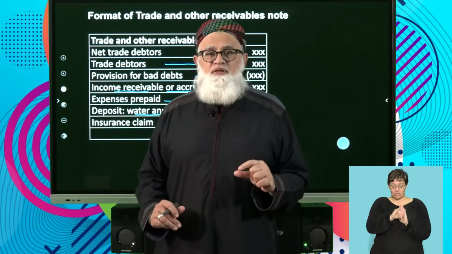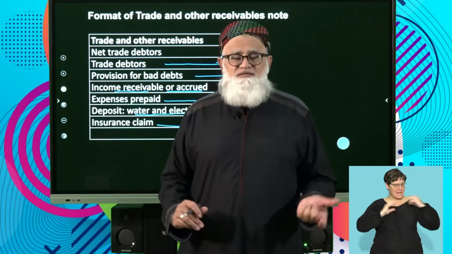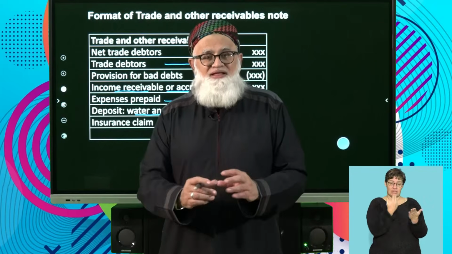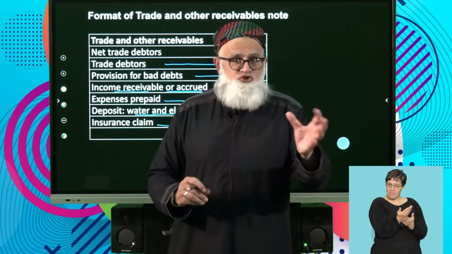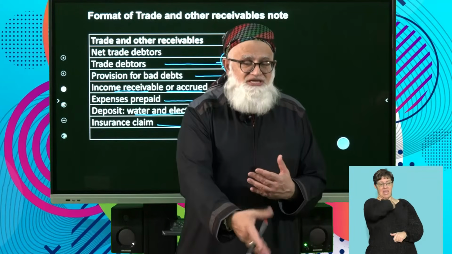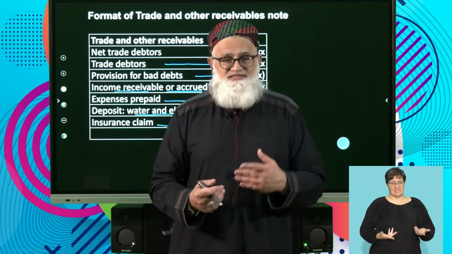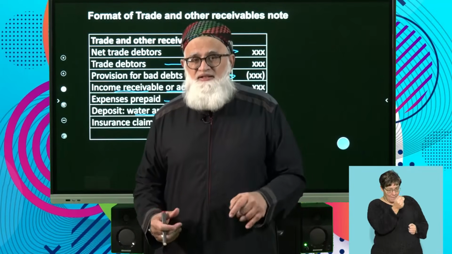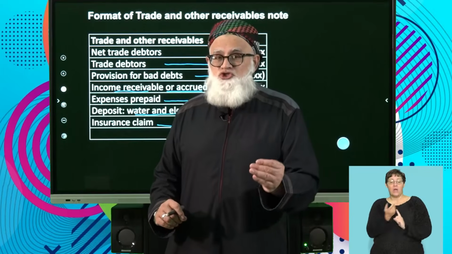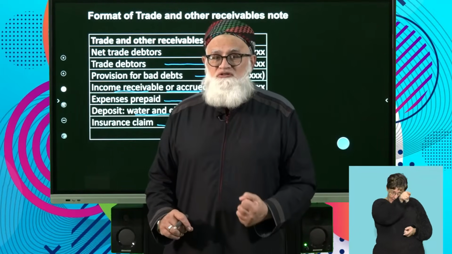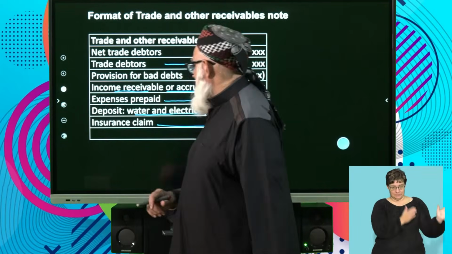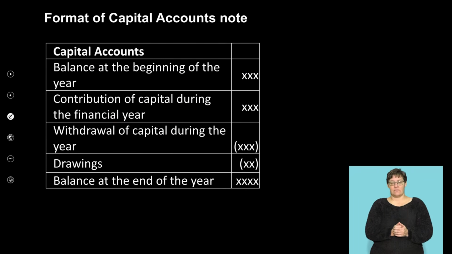Insurance claim, we've alluded to this in many of our lessons, but a reminder is beneficial. Once again, insurance claim, that claim that you've lodged with the insurance company, they've accepted the claim, acknowledged it, but haven't paid you as yet. Therefore, that figure is part of your trade and other receivables because it indicates to you that they owe you that money. Clear? Well done. Next one.